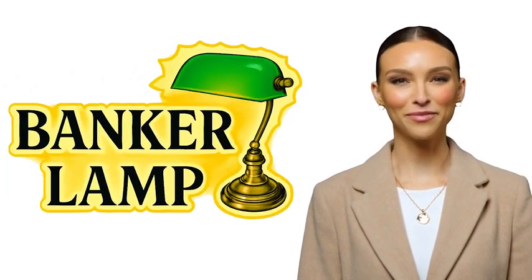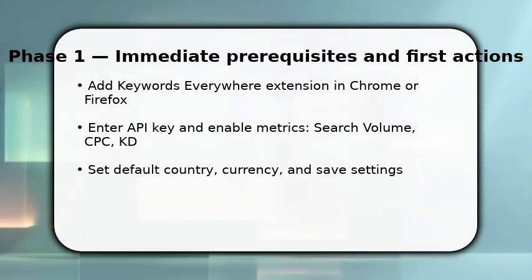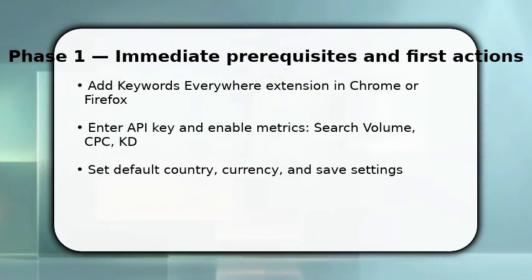Please enjoy the video. You start by installing Keywords Everywhere and entering your API key so data flows immediately. Once done, enable the core metrics: search volume, CPC, and keyword difficulty. These provide search intent and commercial value.